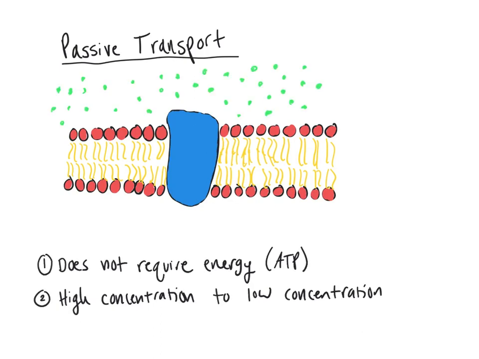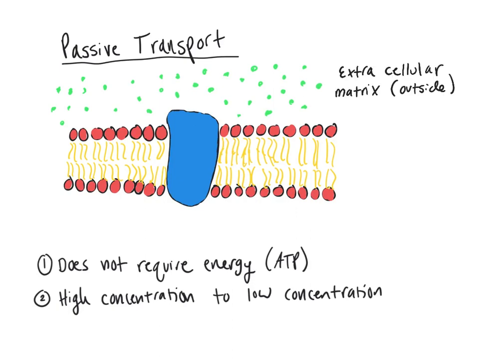A lot of times when we use the word concentration, it's referring to the amount of something. So in this case, high concentration is just a fancy way of saying there's a lot of green dots outside the cell right now, floating around in what's called the extracellular matrix, which is the space between two cells, or the space in the outer part of our cell that we're looking at right now.